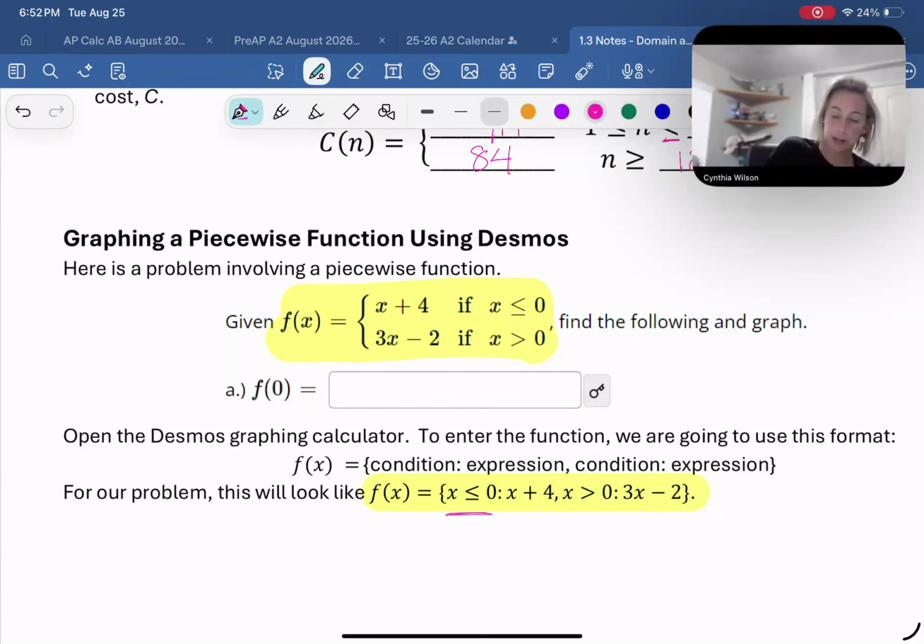You write the condition, so that's the first domain, colon, rule, comma, second condition, colon, rule. All right. So what I want you to do now is we're going to put this in Desmos. Okay. So everybody pull up a tab.